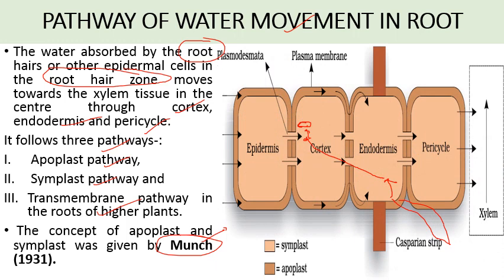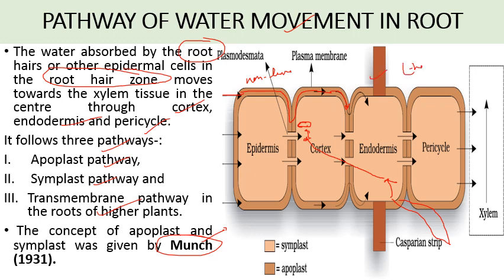In case of apoplast pathway, the water movement is through the non-living part of cell, and it mostly involves the gap between membrane and cell wall. So this water movement through this intercellular space, or this gap between membrane and cell wall, is known as apoplastic pathway, apoplast pathway, and it occurs up to this region, that is endodermis.